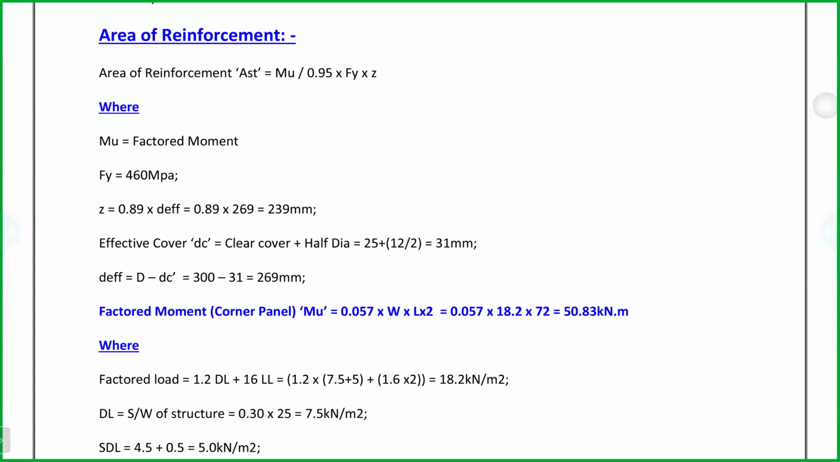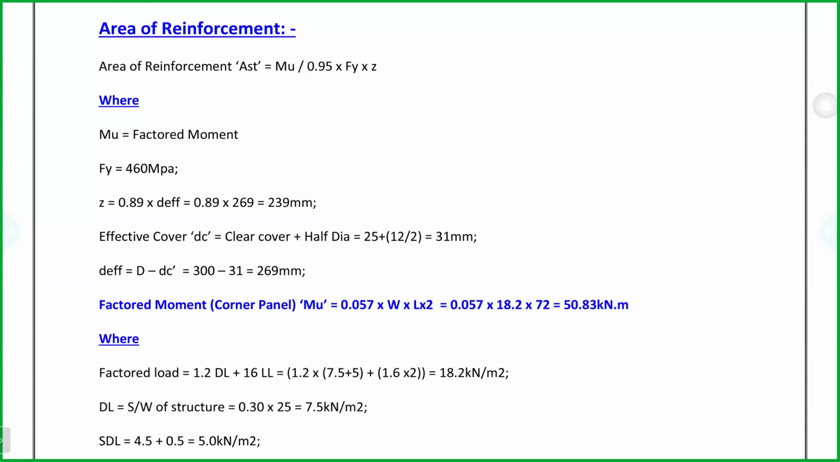In general, see, clear cover plus half of the bar diameter, this is called effective cover. Okay, effective cover. What is clear cover in slab? 25. In general, for slab bar diameters, we'll go for not less than 12 millimeter diameter. Even as per code, it should not be less than 12 millimeter diameter, the main rebar actually. So half of the diameter is what? 6 millimeter. This is called effective cover. D effective is what? Overall depth minus effective cover is called D effective. It's clear, right?